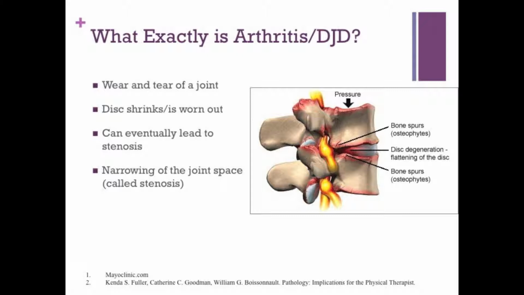This can eventually lead to what's called stenosis, or the narrowing of the joint space. So you see in the picture on the right where the nerves, which are yellow, are coming out of the sides of the spine, and the space that they have to come out is decreased when you have arthritis. And this decreasing of joint space where the nerve comes out is called stenosis.